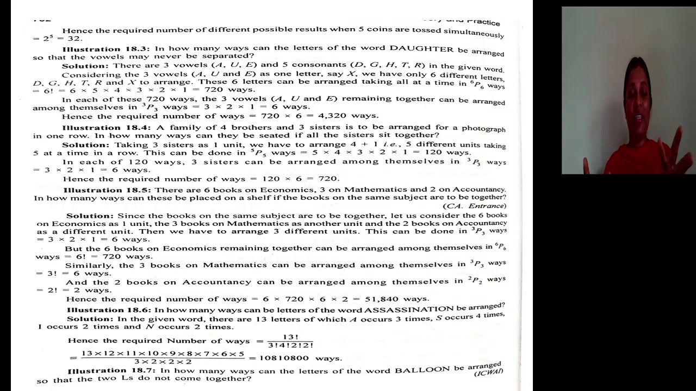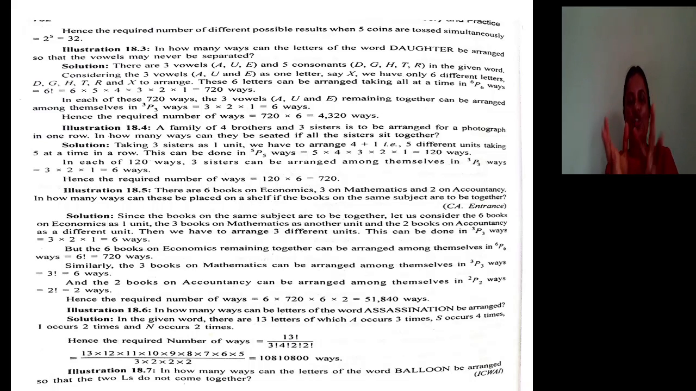6 letters. What are the 6 letters? 5 consonants plus 1 unit of vowels, 3 vowels as 1 letter. But there are 3 vowels, so there are 3 ways to set them in. So 3P3, 3 into 2 into 1 means 6 ways. So when we multiply 720 ways with 6 ways, you will arrive at how many ways in which the letters in the word daughter can be arranged so that vowels are never separated. So there are 4,320 ways.